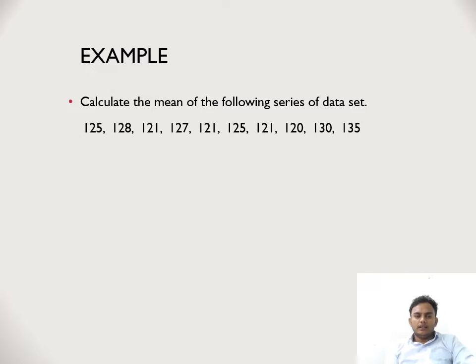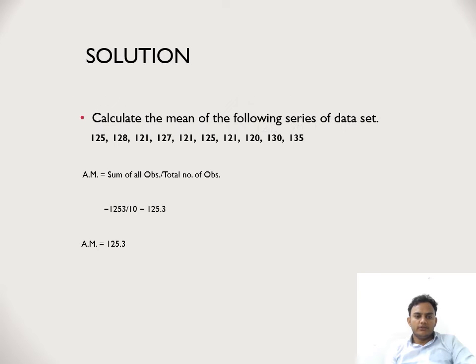Let's see another example. Calculate the mean of the following series of data set. So here we have a series of observations, and for calculating arithmetic mean, first we have to add all observations in the numerator in the formula of arithmetic mean, divided by total number of observations. So 1253 is the sum of all observations, divided by total number of observations, which is 10. So 125.3 is the arithmetic mean.